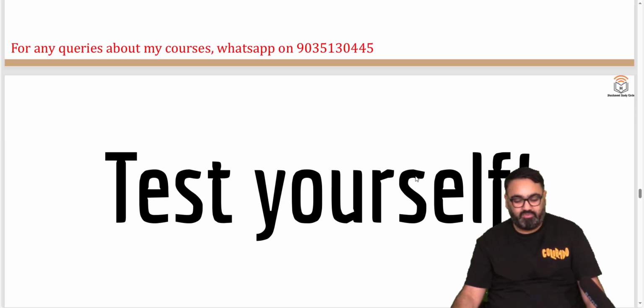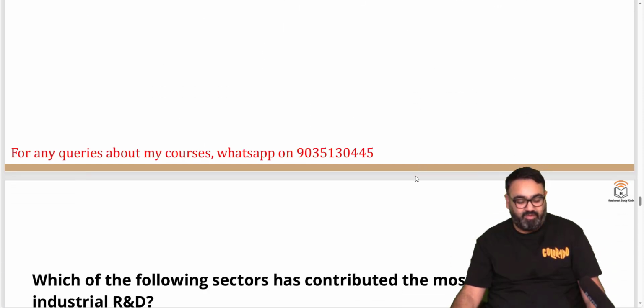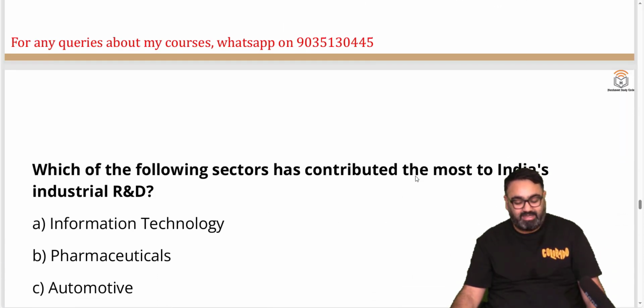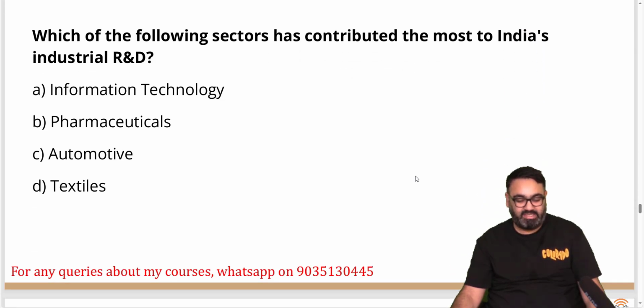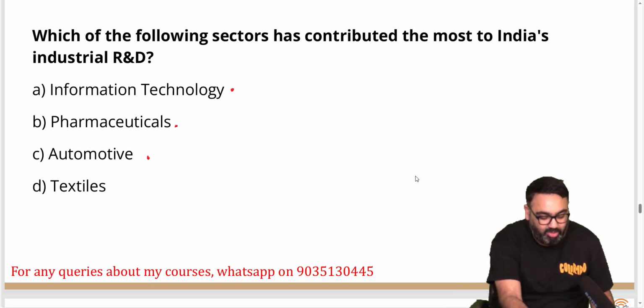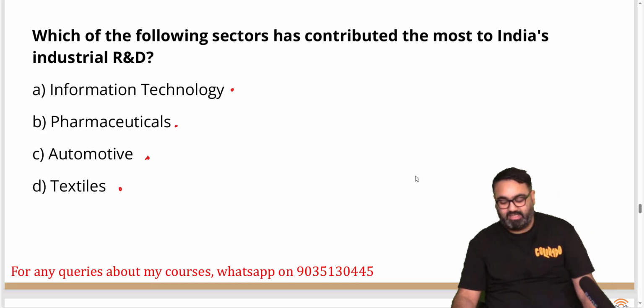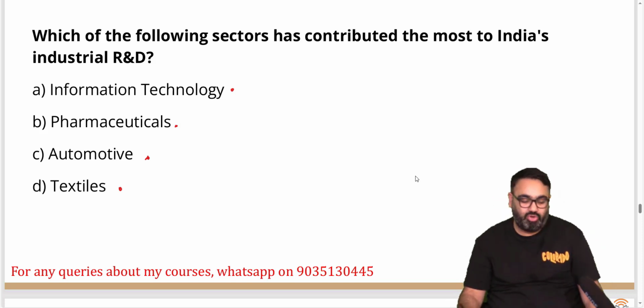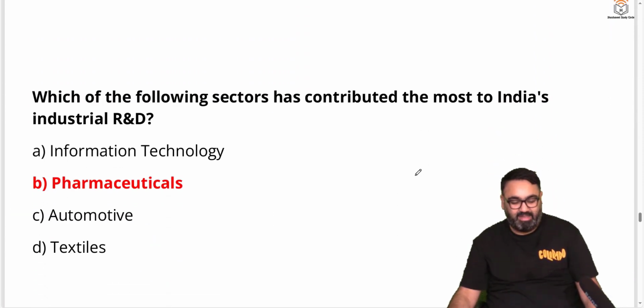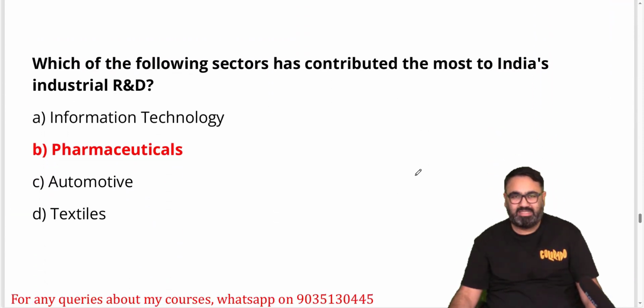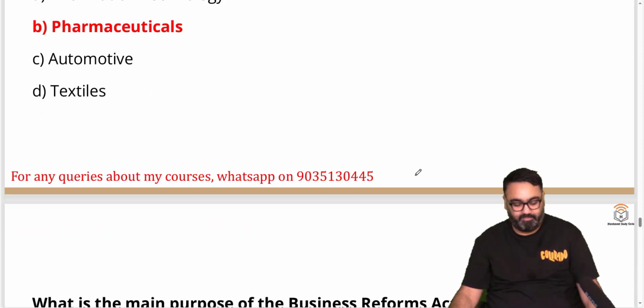I have a small quiz for you to test yourself. First question: which of the following sectors has contributed the most to India's industry research and development, meaning which is the sector where most of the money has gone in R&D? IT, pharmaceutical, automotive or textile. We did discuss this. Most of the money in R&D has gone to pharmaceutical because the companies are expecting that we might need new medicine, new vaccines in the coming few years. So a lot of research is going into pharmaceutical.